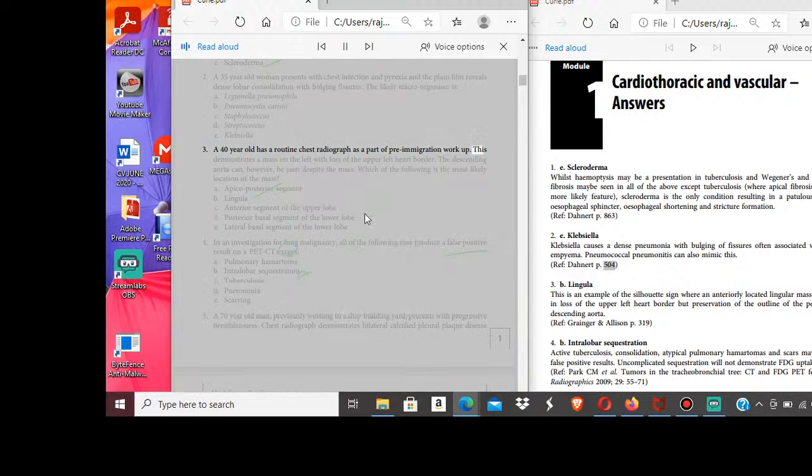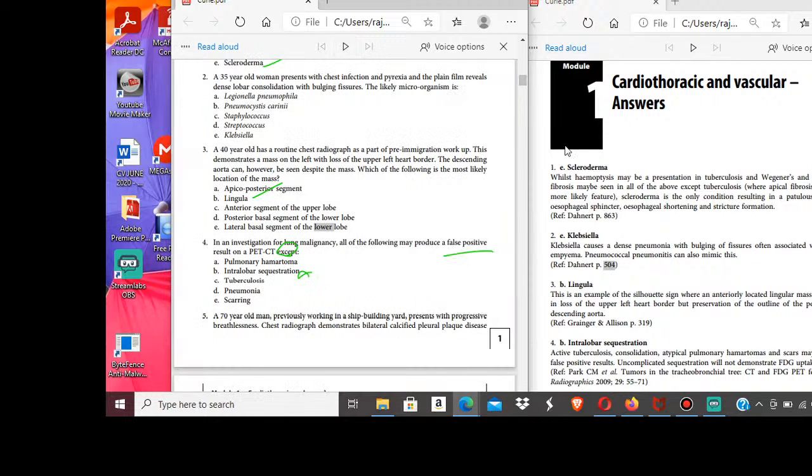Pre-immigration workup. This demonstrates a mass on the left with loss of the upper left heart border. The descending aorta can, however, be seen despite the mass. Which of the following is the most likely location of the mass? A. Apical-posterior segment. B. Lingula. C. Anterior segment of the upper lobe. D. Posterior basal segment of the lower lobe. E. Lateral basal segment of the lower lobe.